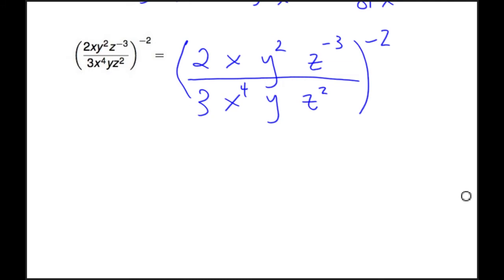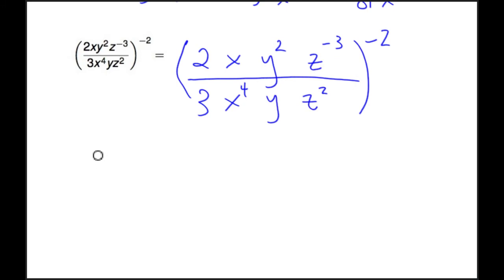Now, remember that you can't combine things that don't have the same base. The x in the numerator has no bearing on the z's. Those aren't going to interact at all. Similarly, the x's are not going to interact with the y's, and the constants aren't going to interact with the x's or the y's or the z's. So you just want to consider these things individually.